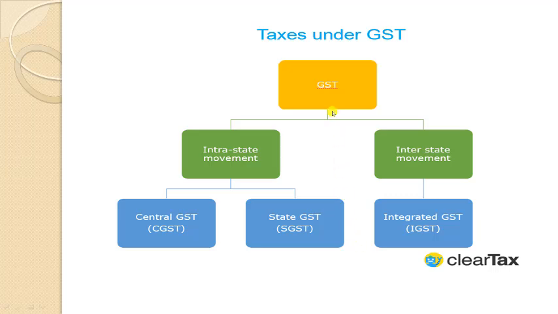So, what are the types of GST that are there? In brief, there are about 4 types of GST. Intra-state movement or intra-union territory movement: in that case, CGST, SGST, and there is something called UTGST. Interstate movement is movement from one state to another, that is movement of goods from state A to state B, outside the state. In that case, we will have to pay integrated GST or IGST.